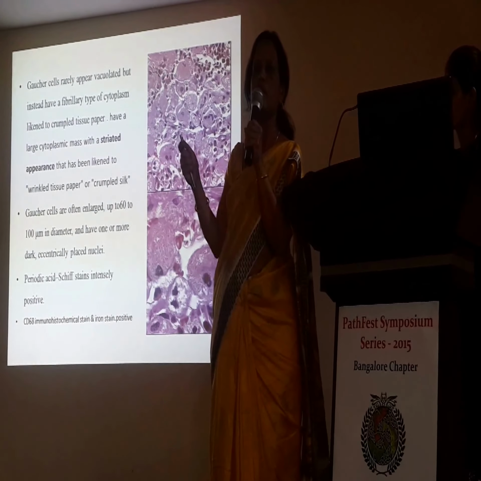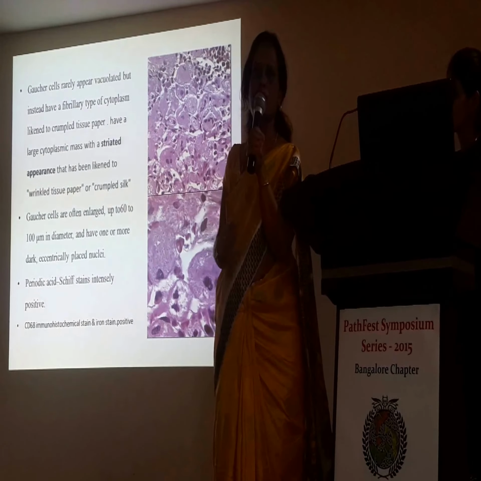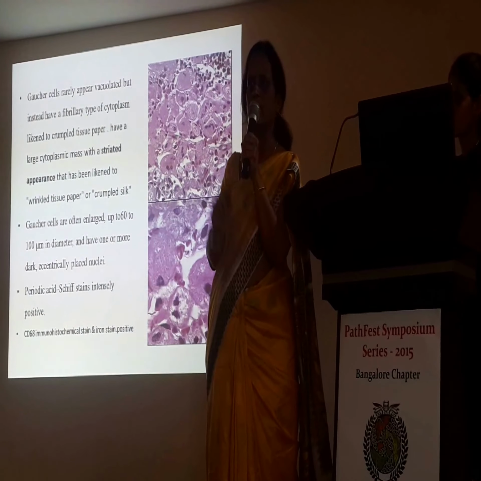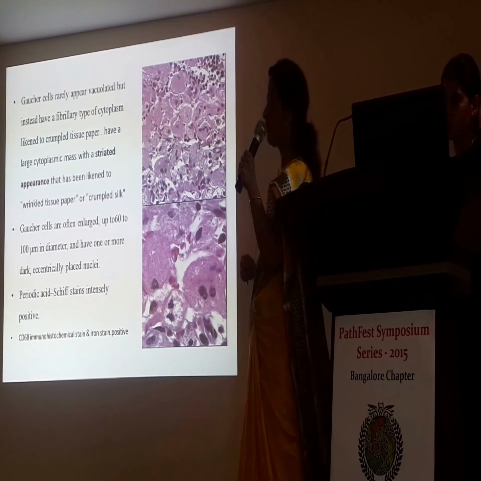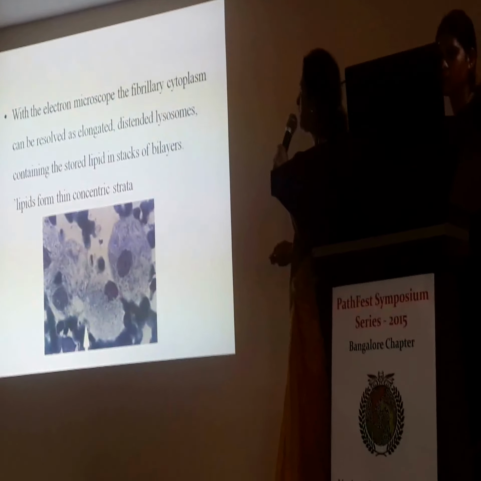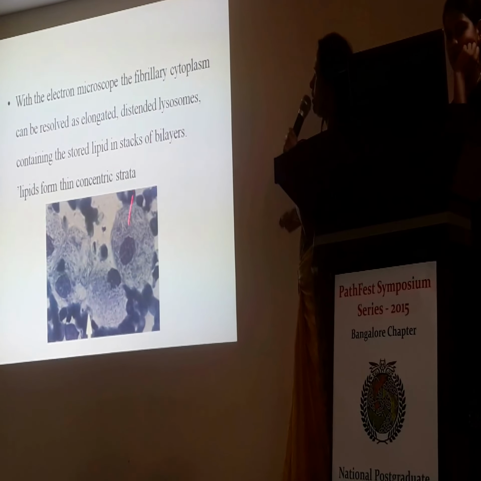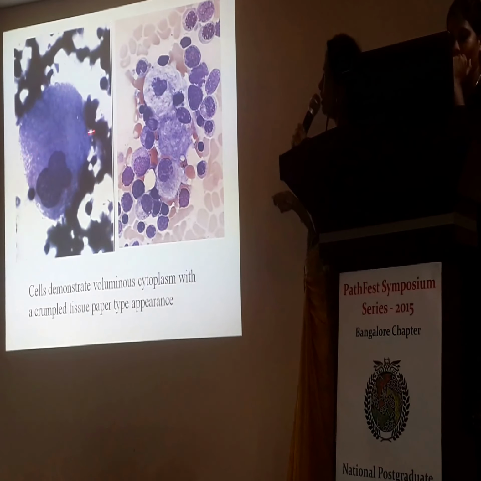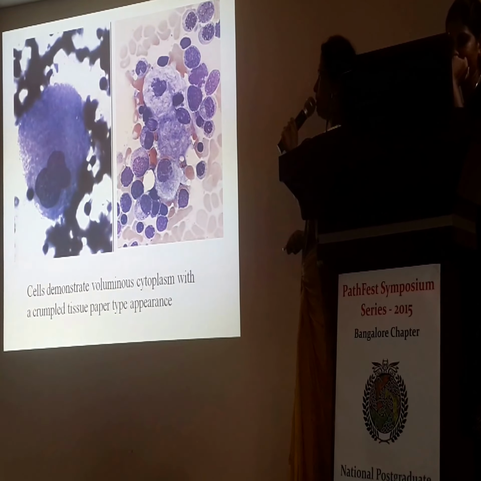Now we go back to the history. This patient had come with chronic anemia and then she had hypersplenism. So this disease was not diagnosed earlier. Next. See, this is the papillary cytoplasm. Next. Look at these two cells. Is there any difference?